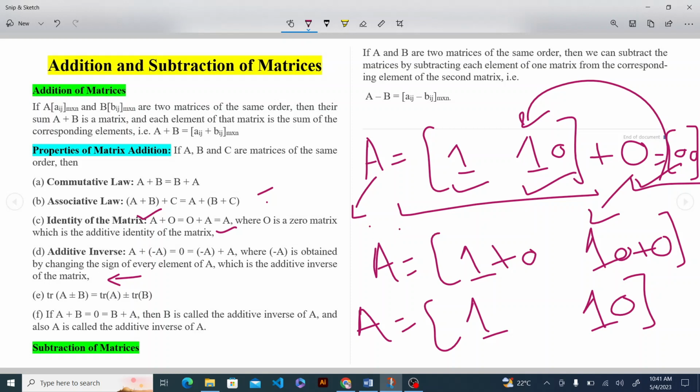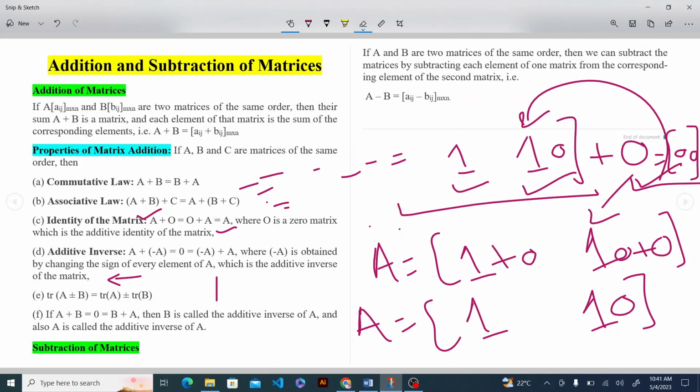By additive inverse, what we mean is that if we have a matrix A and we add a negative of A, meaning the same matrix but with the sign of its elements changed, and we add both matrices, then the answer will be equal to 0. Let me tell you with an example of a simple number. If we have a number 1 and we add negative 1 to positive 1, then the answer will be 0.